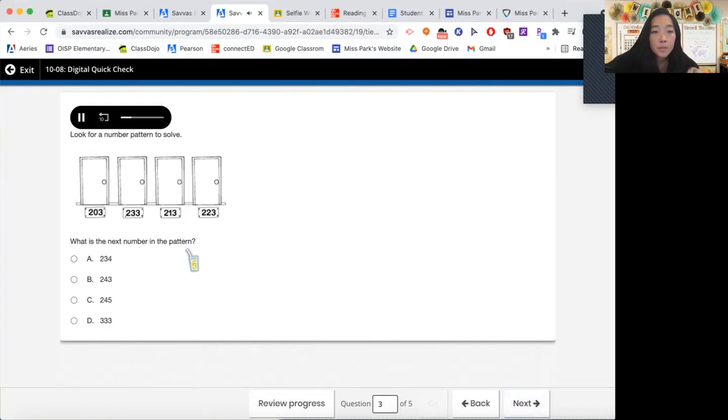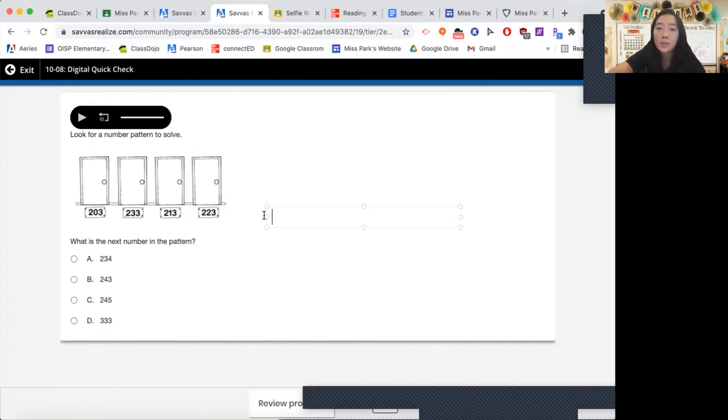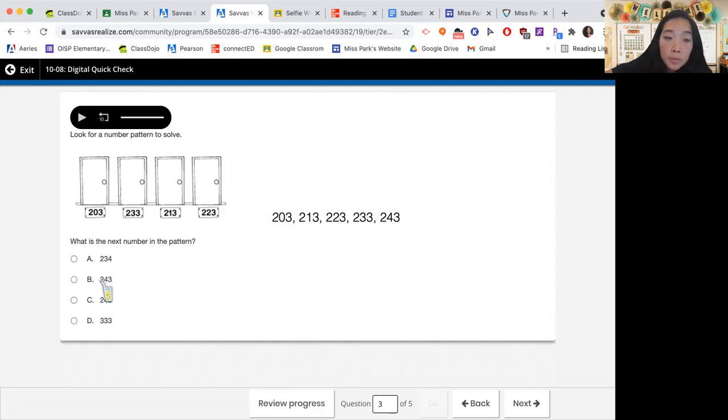Look for a number pattern to solve. What is the next number in the pattern? So remember, when we put our answers together, let me see if I can just type it because that'll be easier. So we had 203, 213, 223, and then 233. So we know that right now, if we moved it up 10, then the hundreds place would stay the same. The tens place would go up, and then the ones place would stay the same. So the next number in our series should be 243.